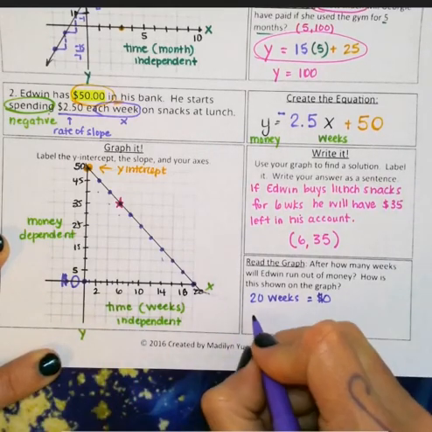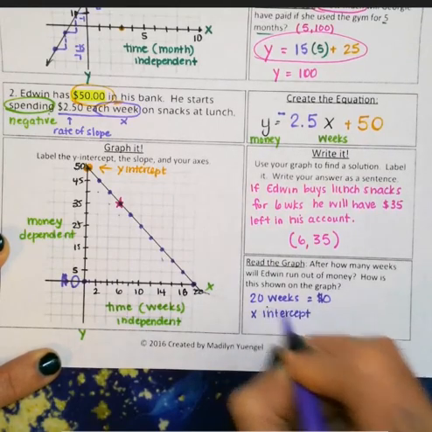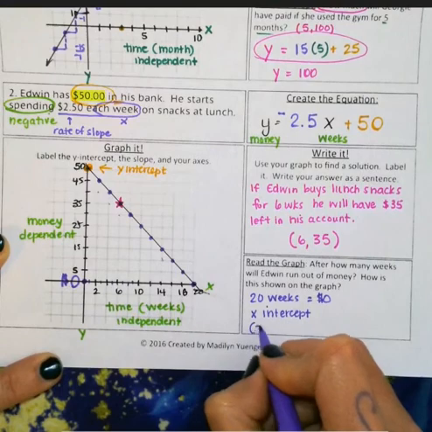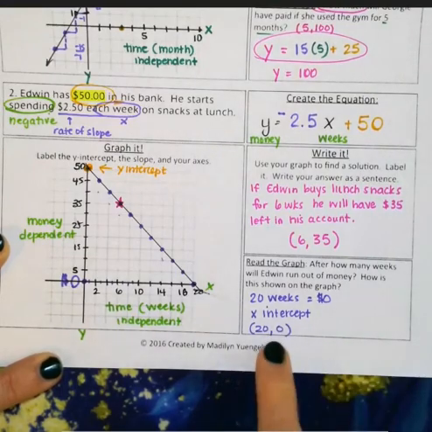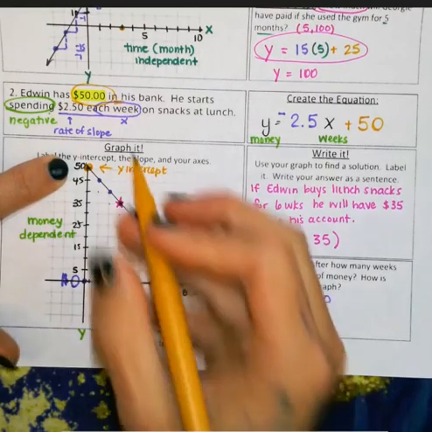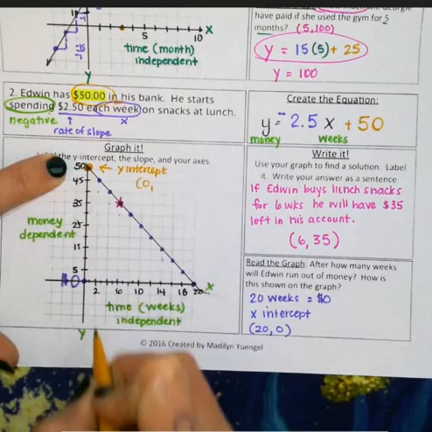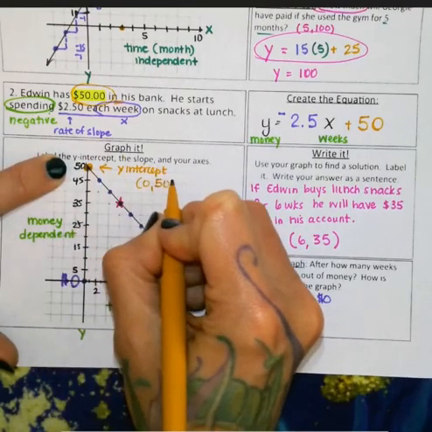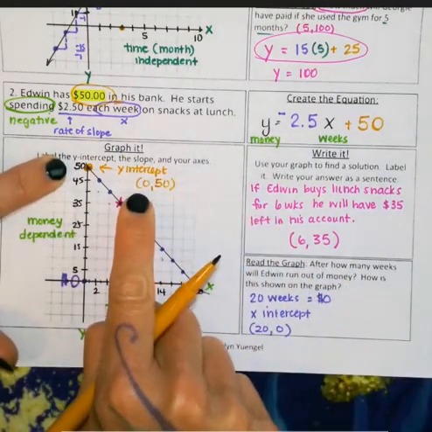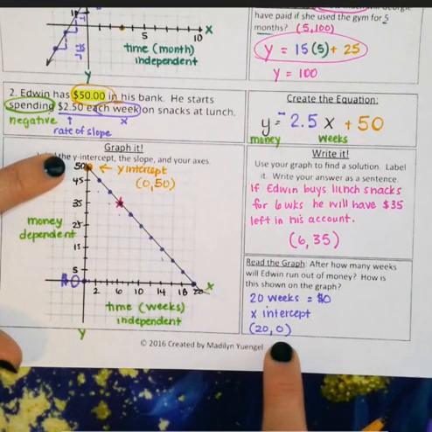On the graph, this is our x-intercept. And I've mentioned it a couple times. At our x-intercept, that's 20, y will always be 0. Just like at your y-intercept, your x value will always be 0 because we didn't go left or right. We're just traveling up and down this y-axis. So our y-intercept is 0, 50. If I never go eat lunch, I'm going to have $50. If I go eat lunch and get snacks for 20 weeks, I'm going to have $0.